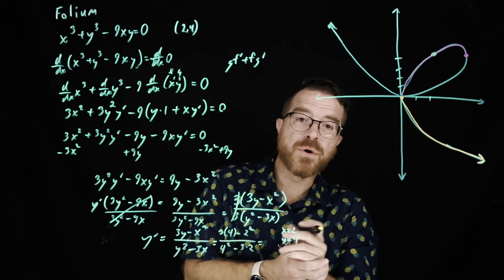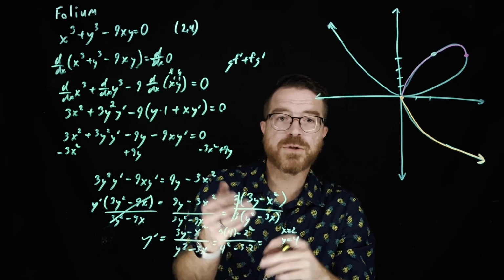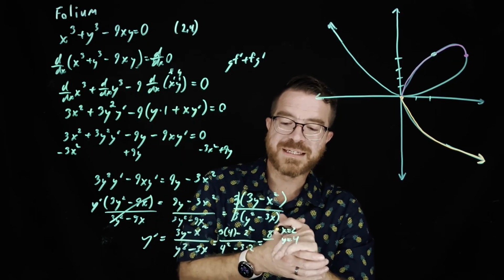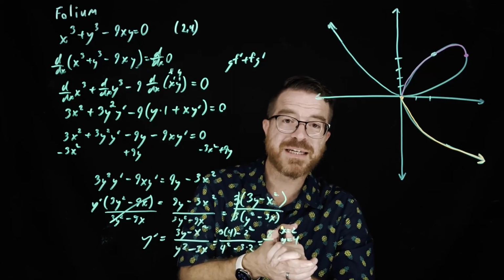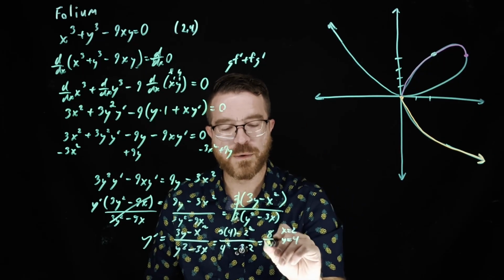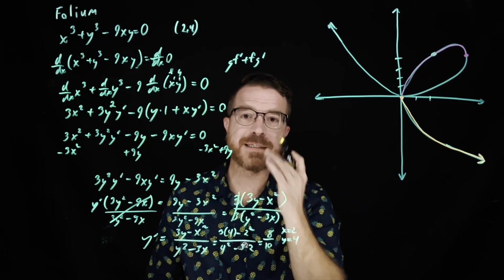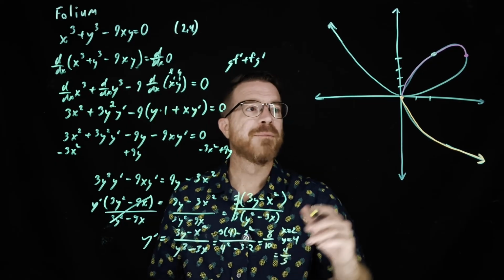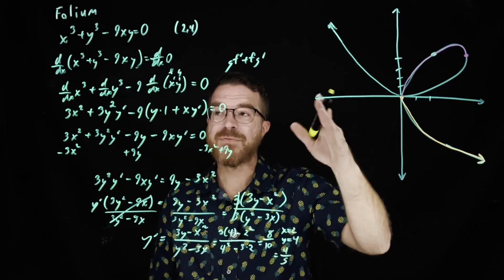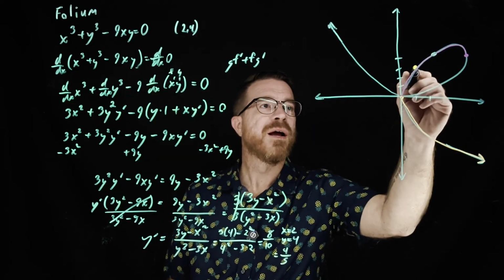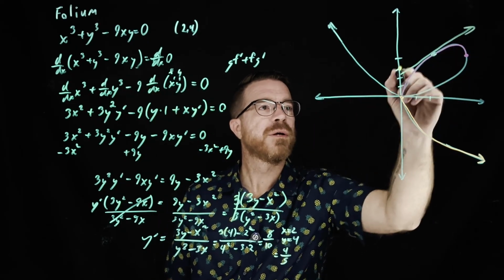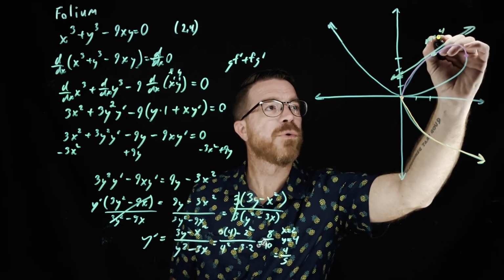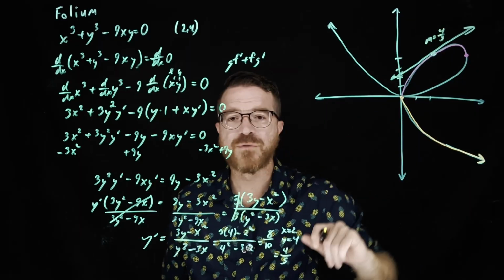So 3 times 4 is 12. 2 squared is 4, so 12 minus 4 is going to be 8. 4 squared is 16, minus 3 times 2, which is 6, gives me 10. So 8 over 10, and then if I were to simplify this, this becomes a slope of 4/5, meaning that on my folium, if I were at the point 2, 4, I have a slope of my tangent line of 4/5. So m equals 4/5, so 4 over 5.